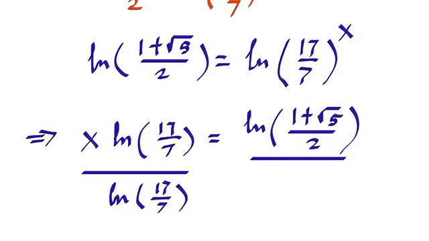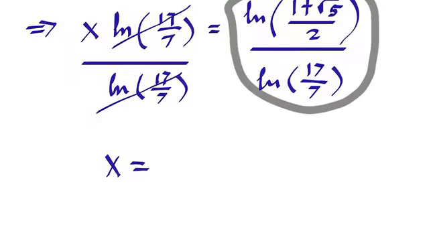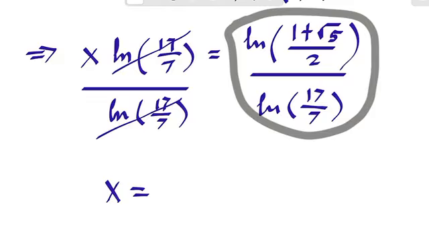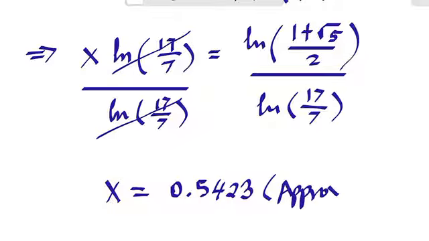Then ln of 17 over 7 cancels. So we're going to have x equals ln of 1 plus root 5 over 2, divided by ln of 17 over 7. Now when you press your calculator, are you getting it? In order not to waste much of our time, all of this will be equal to 0.5423 approximately. So that will be our answer.